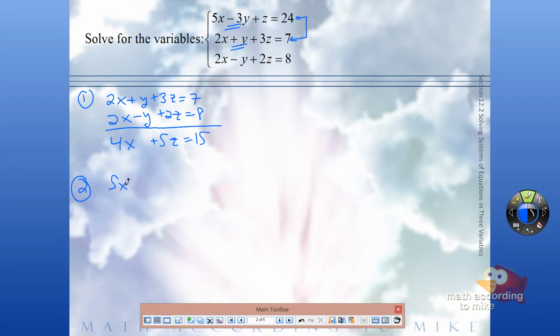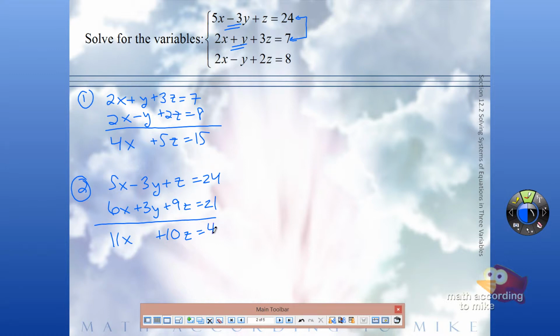So keeping the first equation the same and multiplying the second equation by 3, when I add the equations, notice there's no more y, which is what we want. So in steps 1 and 2, you're going to pick a pair of equations and eliminate the same variable in both steps.